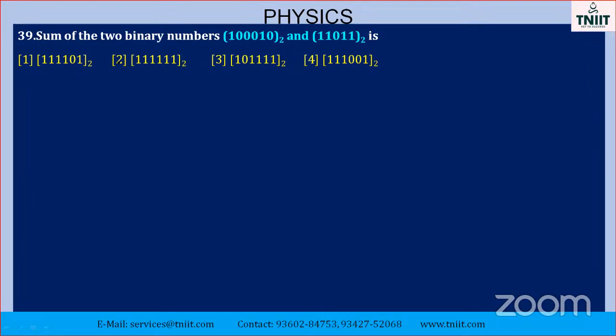Look at question 39. Two binary numbers are given: 100010 and 11011. So let me write neatly, correctly, 100010. Here it is 11011. It is a binary operation.